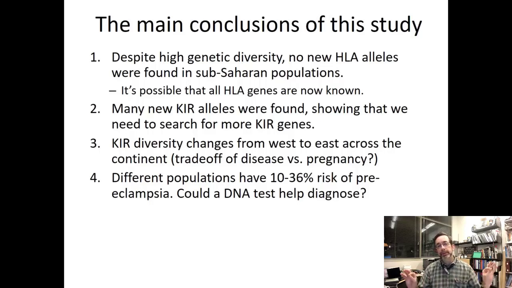KIR diversity does have that interesting change from west to east across the continent, which could possibly be a trade-off of disease, which is emphasized in the west, versus pregnancy success, which is emphasized in the east. This is a very big, broad conclusion. This is probably a 1 to 2% actual real life effect, if it is that. So don't overplay this, but do realize that when we talk about disease risks and pregnancy risks, there can be genetic markers of risk that we can find out more about. And different populations will have from a low of 10% to a 36% risk of this particular kind of preeclampsia.